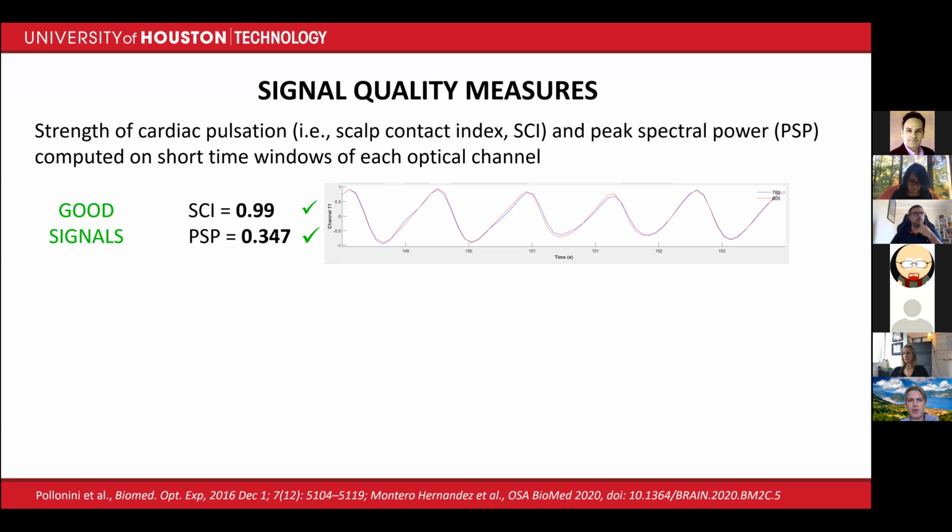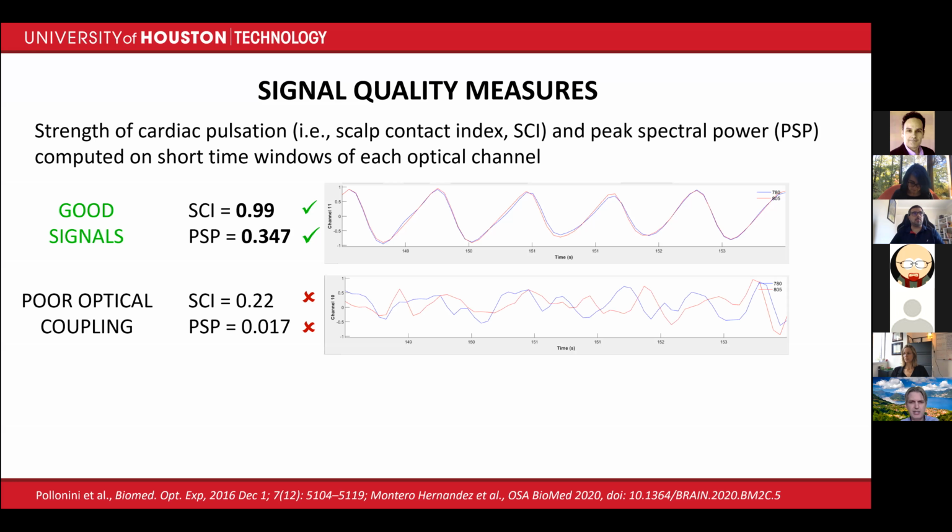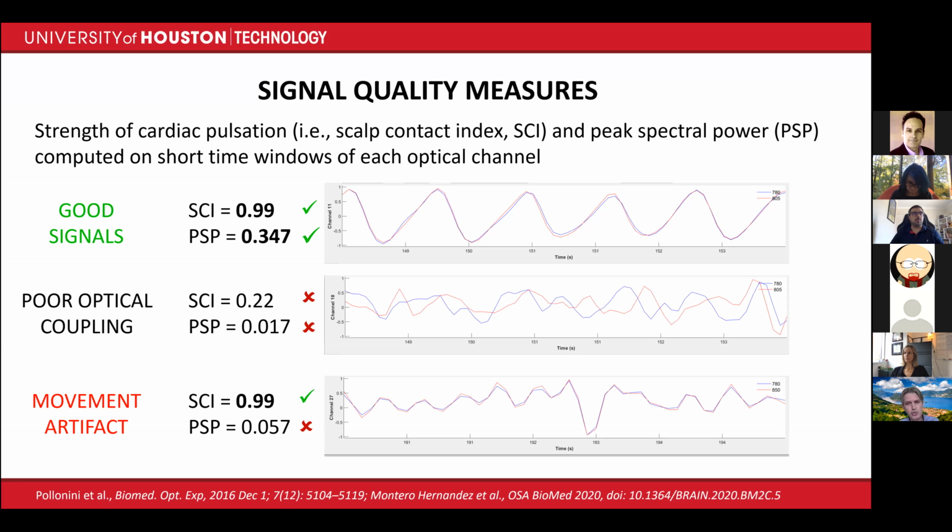Both are based on the strength of the cardiac pulsation that we can find in fNIRS signals. One is called the scalp contact index, or SCI. The other one is the peak spectral power. And by using a combination of these two, we can clearly tell good signals, like in this case where we have strong cardiac pulsation, and the parameters are both high, from a portion of signals in which both parameters are low and due to poor optical coupling, and also a portion of signals in which we have movement artifacts but that are otherwise good signals.